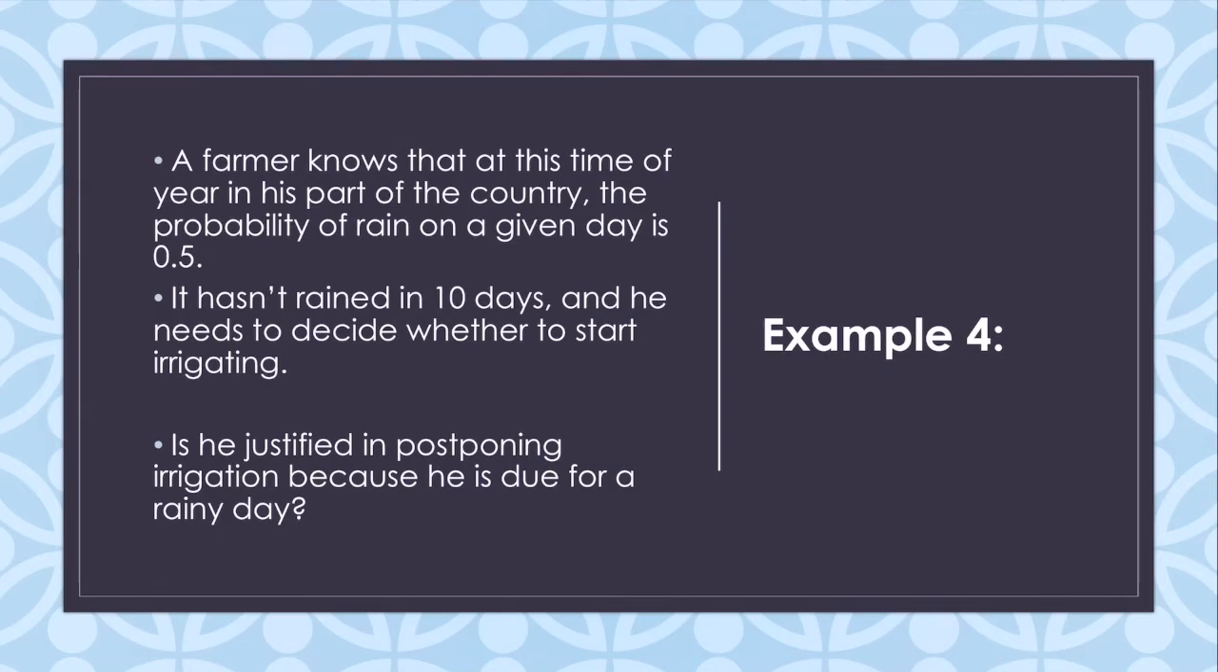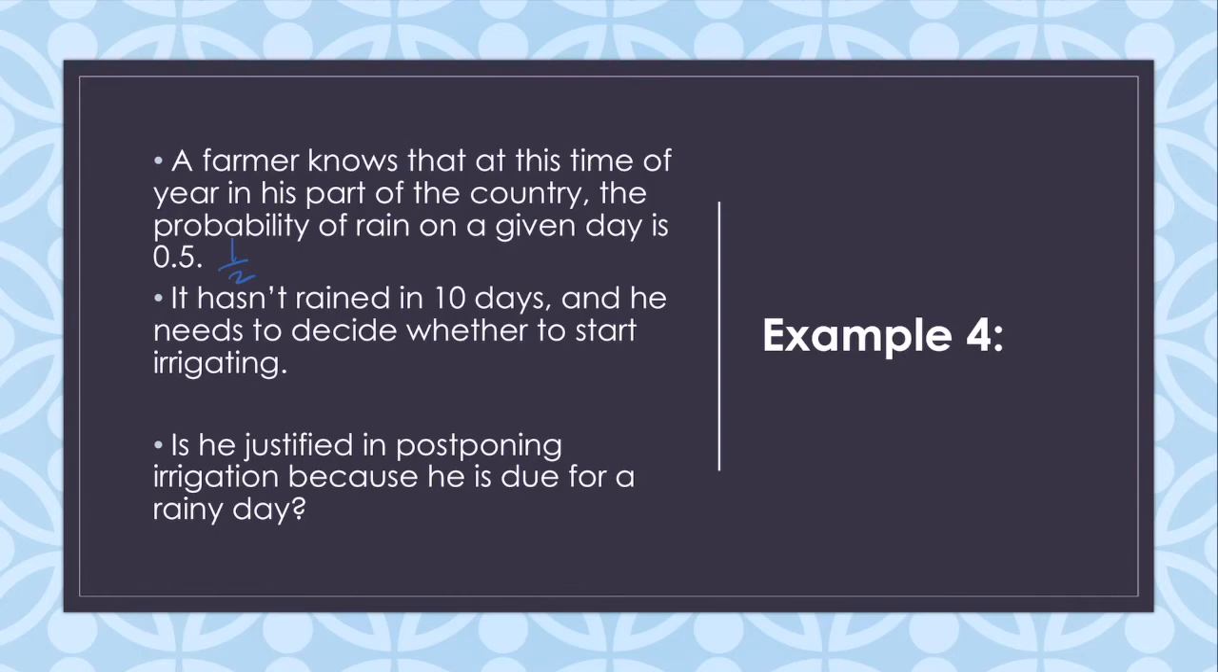Example 4. A farmer knows that at this time of year, in his part of the country, the probability of rain on a given day is 0.5. It hasn't rained in 10 days, and he needs to decide whether to start irrigating. Is he justified in postponing irrigation because he's due for a rainy day? So let's think about this. The odds of it raining on any day are 1/2, and it hasn't rained for 10 days. Can you really be due for a rainy day?